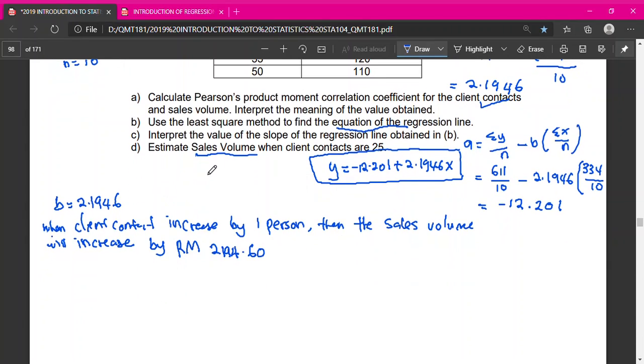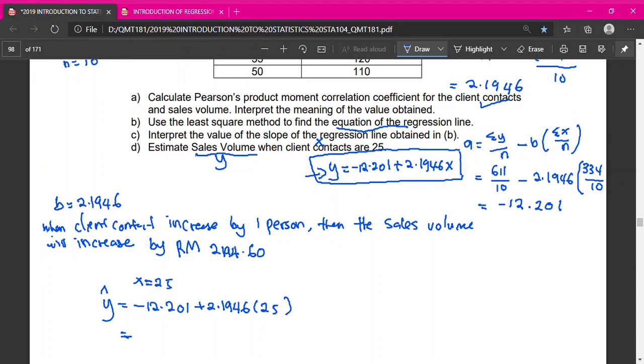Okay, soalan last sekali dia nak you estimate the sales volume. So maksudnya sales volume adalah Y. So kita nak estimate the Y when client contacts are 25. Client contact adalah X. Sales volume adalah Y. So we can use the equation. So kat sini kita kena letak Y hat lah sebab kita nak estimate the Y. So Y hat will be negative 12.201. We use the equation when X equal to 25%. Okay, bila client contact dia 25 orang, so berapa dia punya sales volume? Okay, so kita boleh estimate from that. Okay, just gantikan X ini dengan 25 untuk you estimate the sales volume.